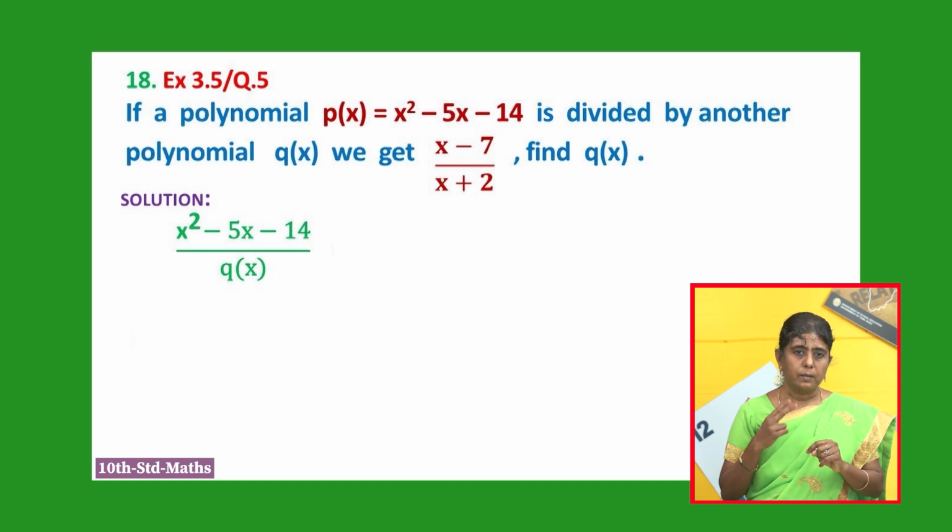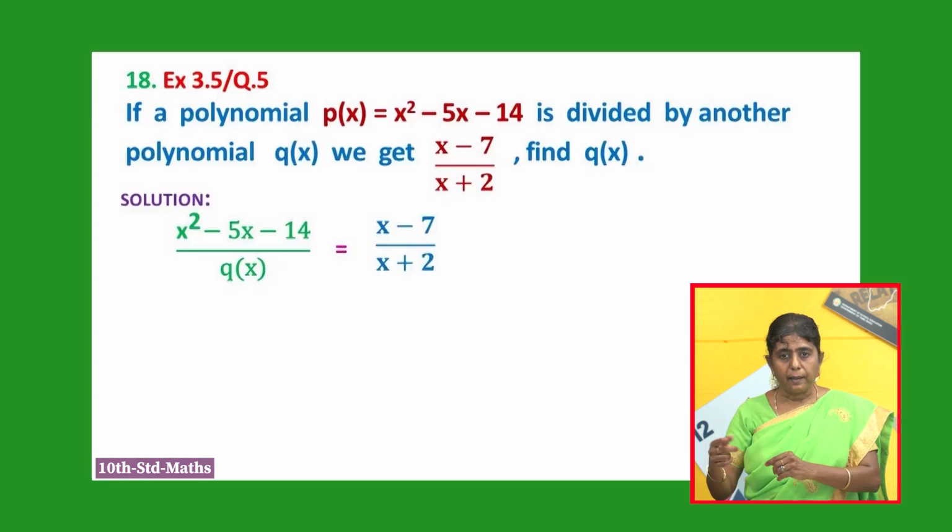Let's see how to do it. See in which way I wrote. The first polynomial is divided by another polynomial. So we can write it as x squared minus 5x minus 14 divided by q of x. So by doing this, the expression we are getting, that is given in the question, we have to write after the equal symbol. After the equal symbol, we should write that expression (x minus 7) by (x plus 2).